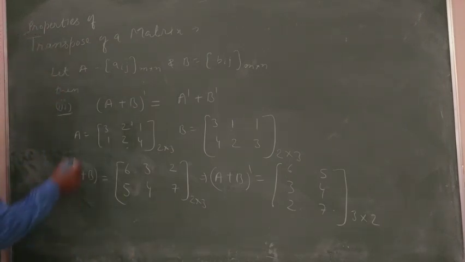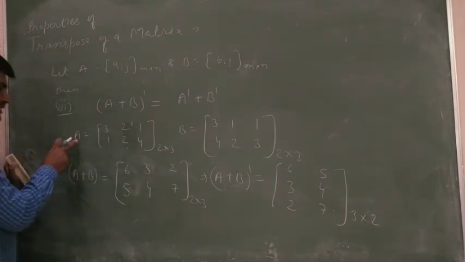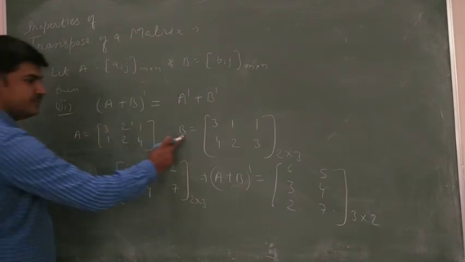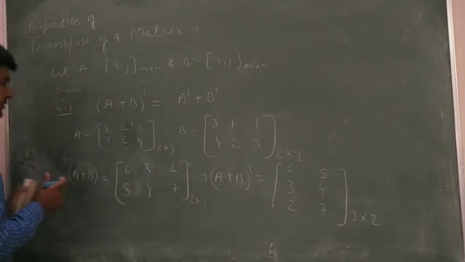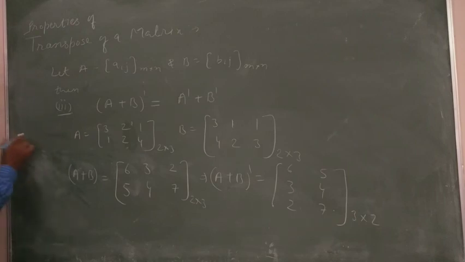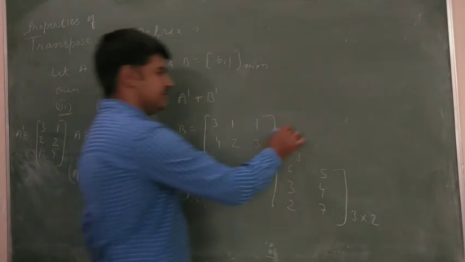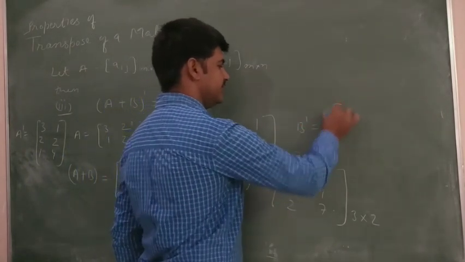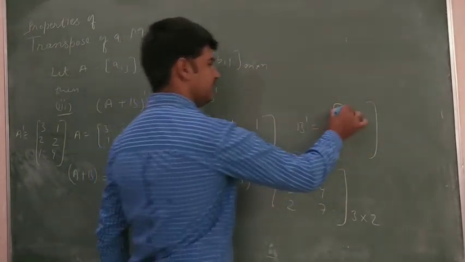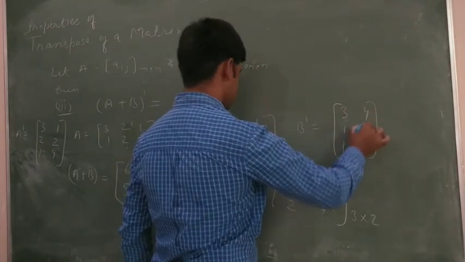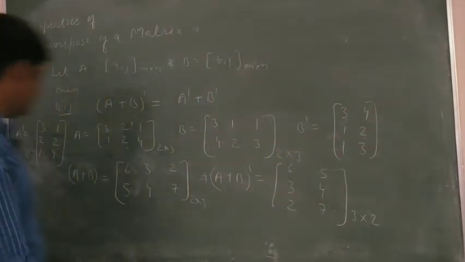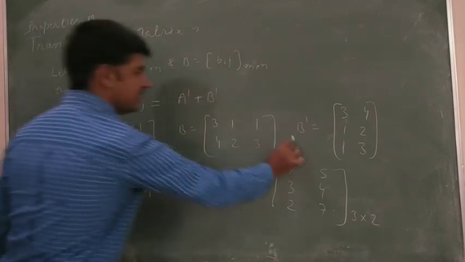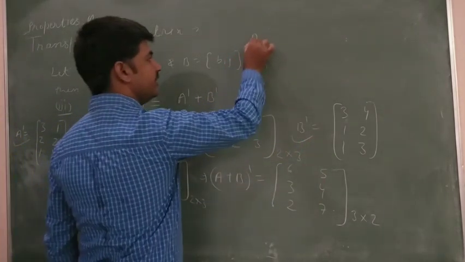So here we go. Let us quickly find the transpose of A and the transpose of B and then add both of them. Here I am writing the transpose of A is equal to the matrix 3, 2, 1, 1, 2, 4, and this side I am writing the transpose of B, and that is the matrix 3, 1, 1, 1, 1, 4, 2, 3.